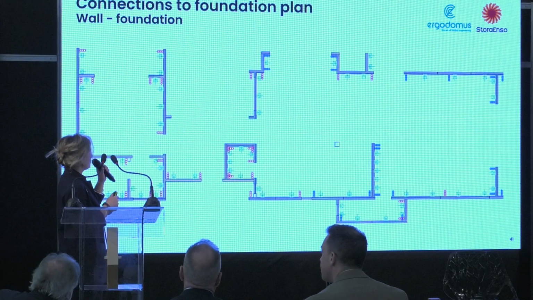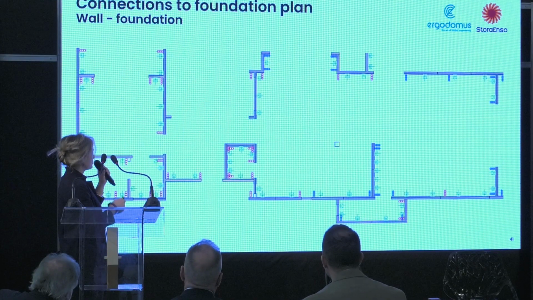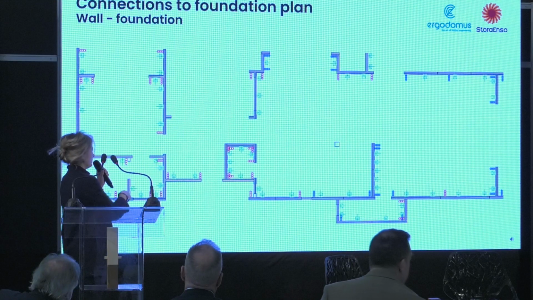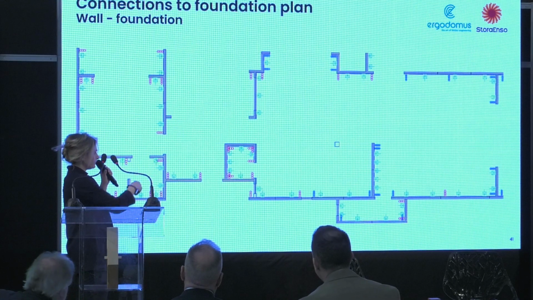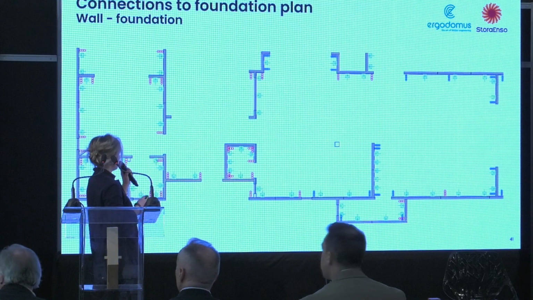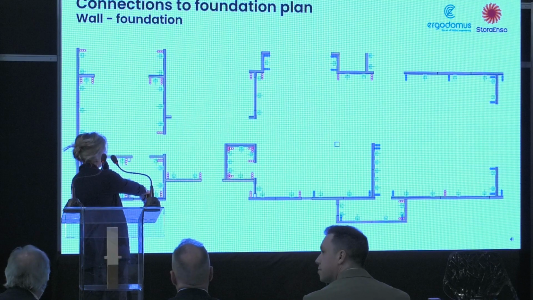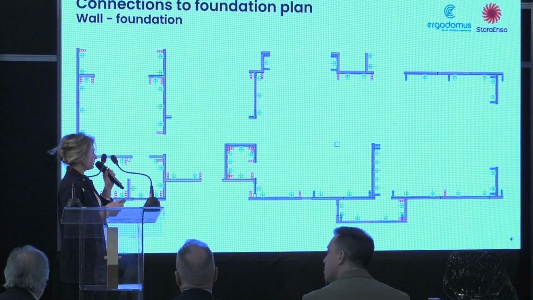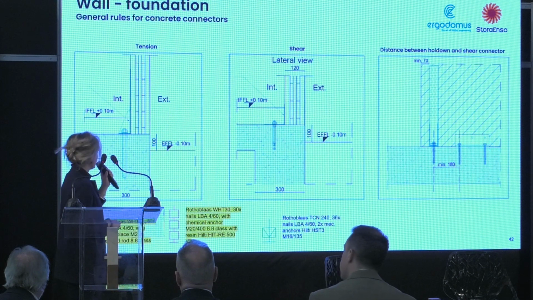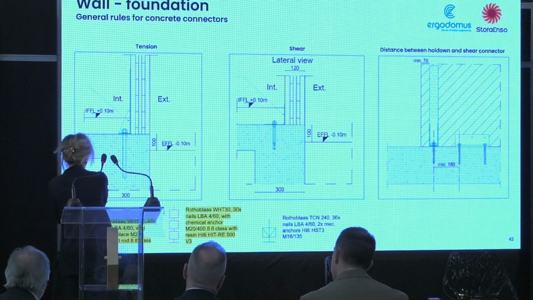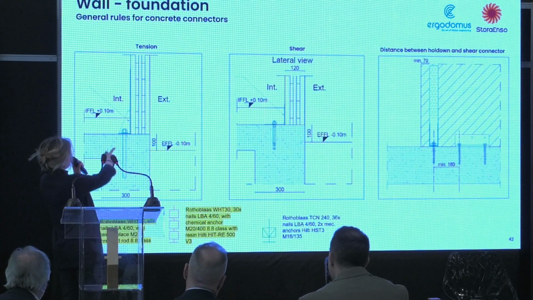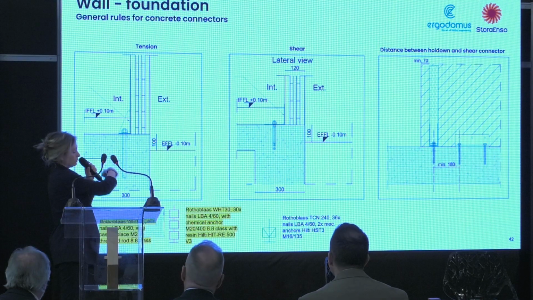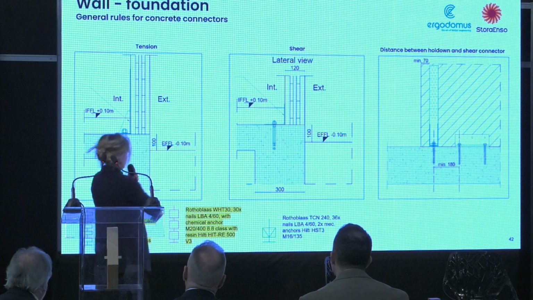Assembly drawings also include connections. It means that this is a floor plan, and in the plan you can see these symbols. Each of these identifies a connector. So, for example, the blue one is the tension connectors between the walls and the concrete.